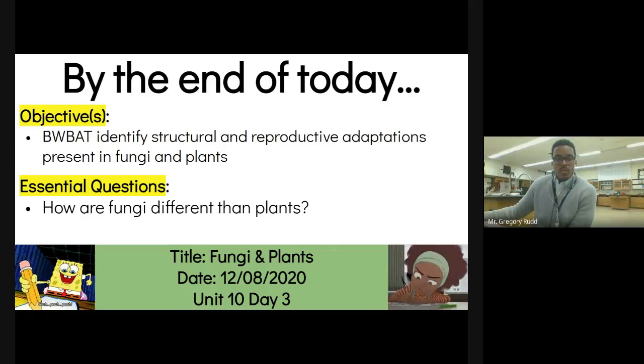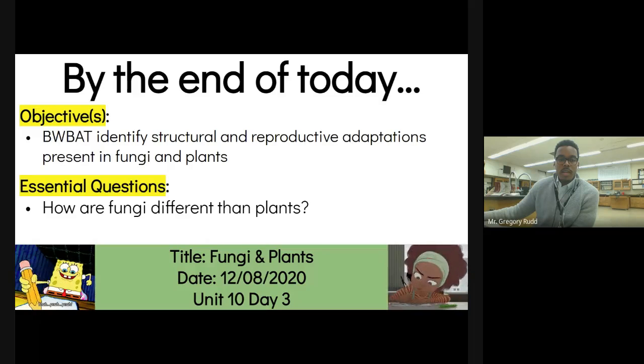So today's lesson will be about fungi and plants. As you can probably tell, we're moving through the 6 different kingdoms. Yesterday, we talked about bacteria, protists. Today, we're introducing fungi and plants. And tomorrow, we'll talk about the animal kingdom.